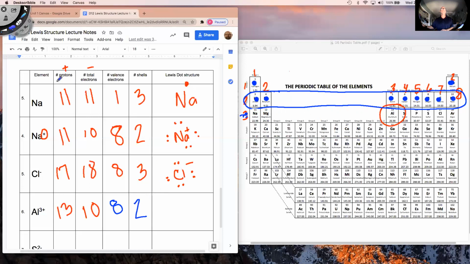And now let's draw this aluminum. We're going to put aluminum with a 3 plus. How many valence electrons? 8. Maybe I'll just make that a little bigger, maybe I'll make it easier for me. Let's see if I can do it. 1, 2, 3, 4, 5, 6, 7, 8. There's aluminum with its final Lewis dot structure. Now I'm going to have to make a move on this one.